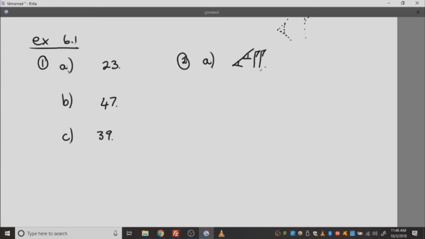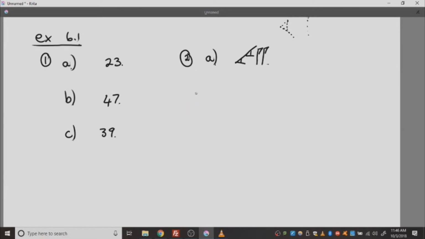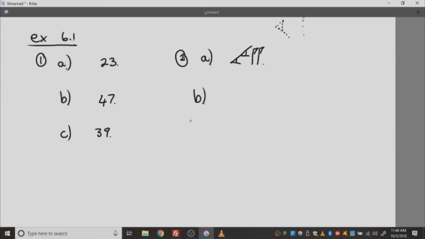I like to be as authentic and accurate as possible, but in terms of testing, as long as it's recognizable what you're trying to write, it's all good. 30. Just 3 tens. And you're done. There are no ones, so it's just not there.